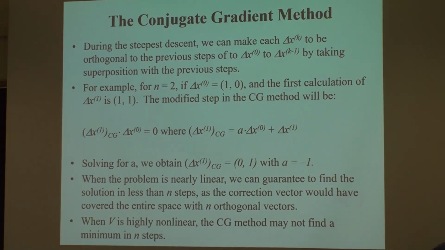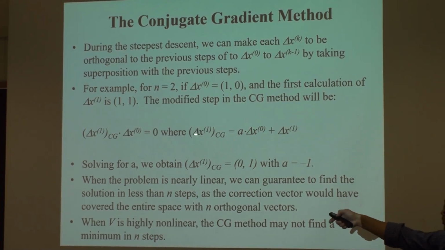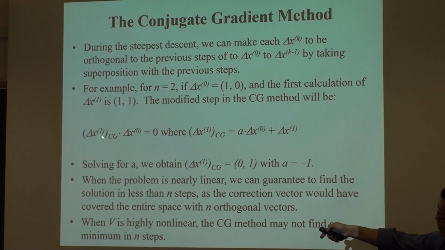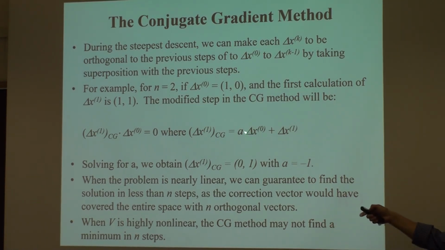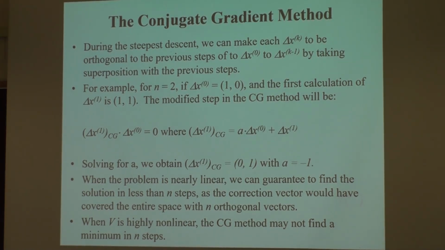If you apply this each time you get a new delta x1, you just need to find how to make it orthogonal to the previous direction. That's actually a very simple operation. Everything is linear, very simple things to correct. And if your problem is almost linear, this proves to be so effective.